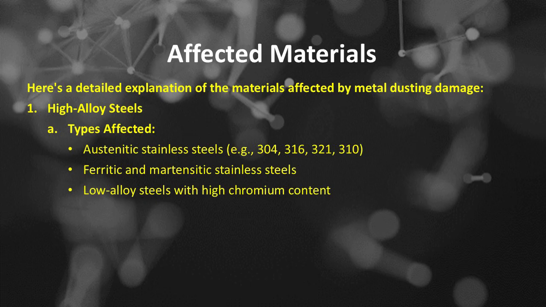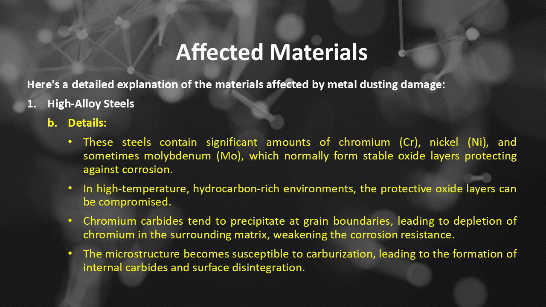Number 1, high alloy steels. Types affected of high alloy steels: austenitic stainless steels such as 304, 316, 321, 310, ferritic and martensitic stainless steels, low alloy steels with high chromium content. High alloy steels details. These steels contain significant amounts of chromium or Cr, nickel or Ni, and sometimes molybdenum or Mo, which normally form stable oxide layers protecting against corrosion.